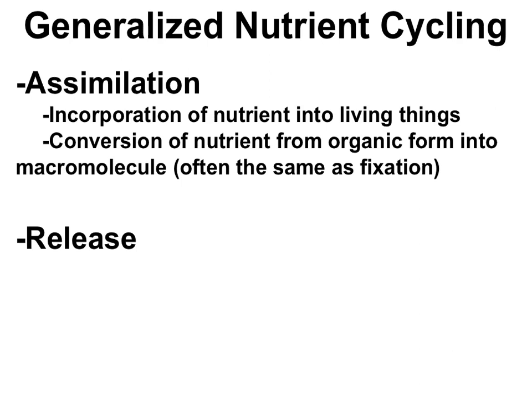All nutrient cycles also have assimilation. Assimilation is when the nutrient actually becomes part of a living thing. In other words, the nutrient is converted from its organic form into a macromolecule form. In most cycles, fixation and assimilation actually happen at the same step.